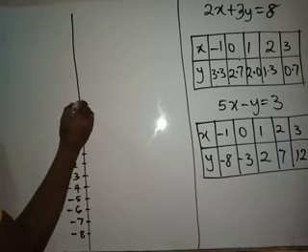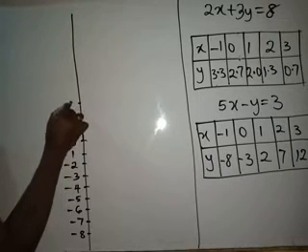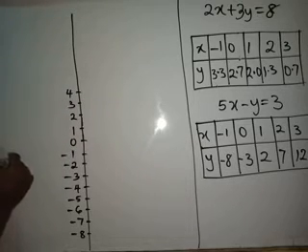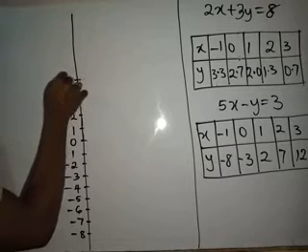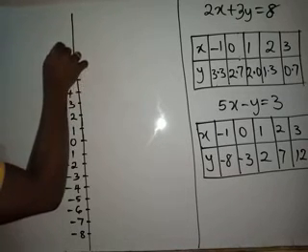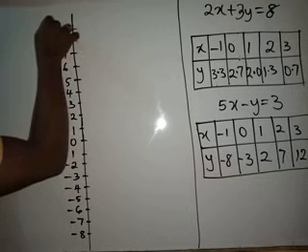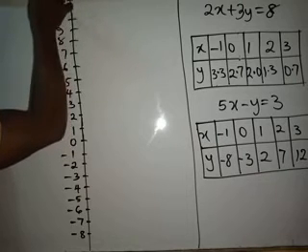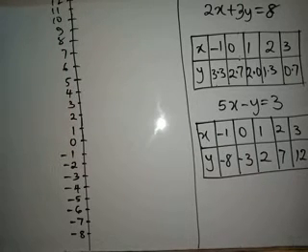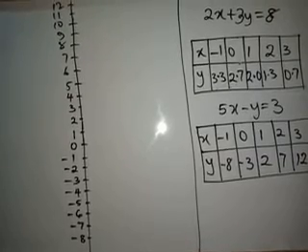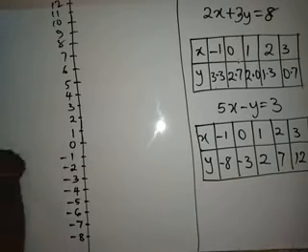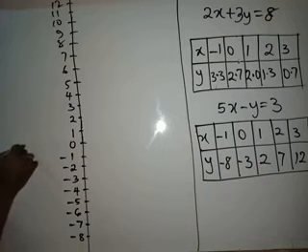So here we have 3, 4, 5, 6, 7, 8, 9, 10, 11, then 12. Let me see if you can all see it. 11 and 12. Like this. Okay, so where I have 0, I'll draw my x-axis.